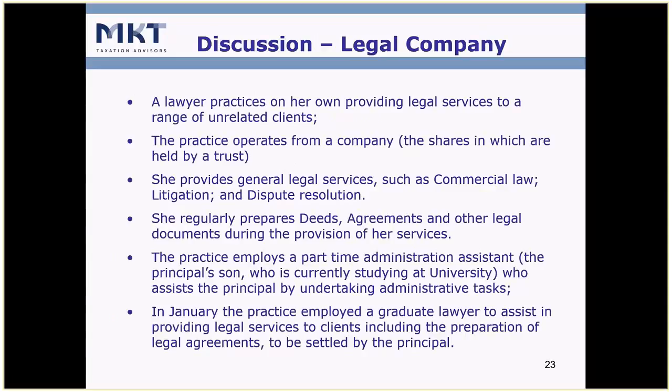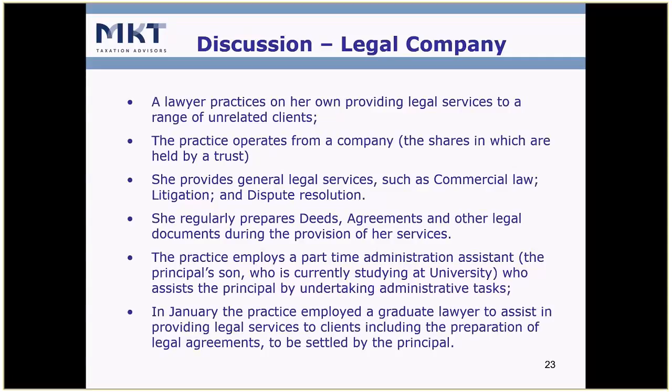And really just to finish before the urn blows up or we have some lunch, just a couple of points which sort of takes on the point that Russell just made there. We've got a situation here, a lawyer practices on her own to start with. Does it through a company's owned by a trust, provides general legal services, also prepares deeds and agreements and other documents as part of those services. The company employs a part-time admin assistant, happens to be her son, who's going through uni. And he actually works in the business performing administrative tasks.